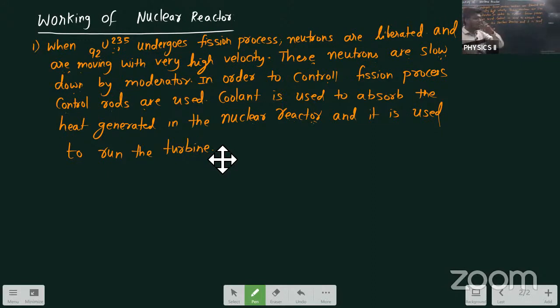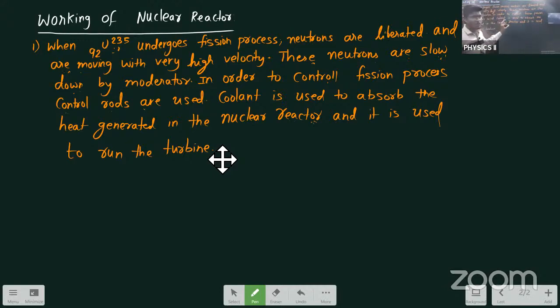See here, what we have done, we have just discussed what is a nuclear reactor. What is a nuclear reactor? It is a device in which a controlled fission process takes place. And further, we have discussed 5 components. What are those 5 components? One is fuel, another one is moderator, third one is control rod, fourth one is coolant, and fifth one is shielding. Next, we have written the working process.